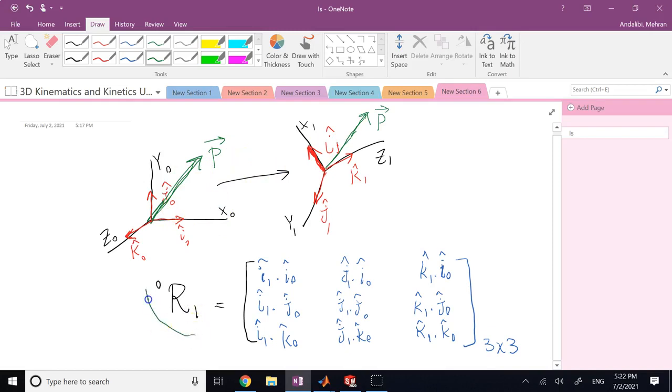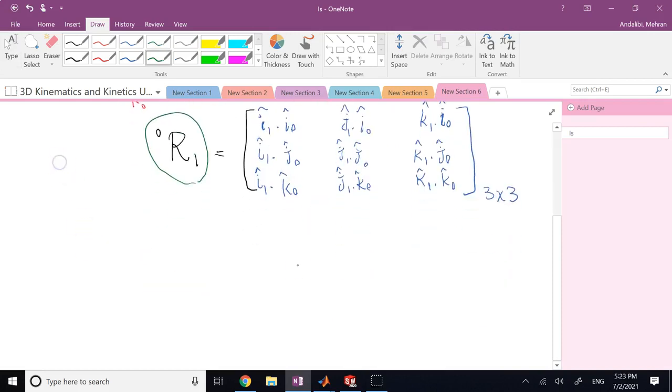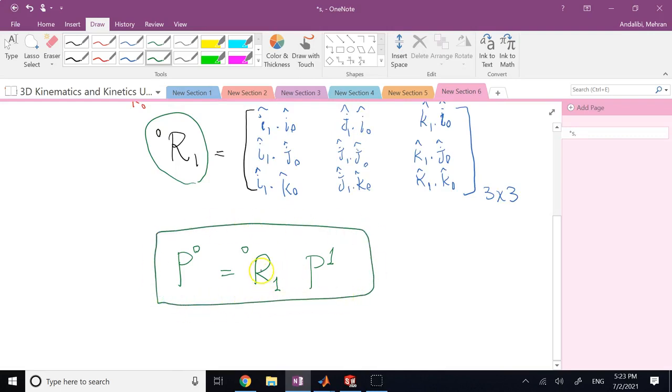Now, this rotation matrix relates how P, which is written along x0, y0, z0, is related to how it is written along what? x1, y1, and z1. So it says, if you know the coordinates of this vector, the components of P or the coordinates of point P in frame one, if you multiply that by the rotation matrix of frame one with respect to frame zero, that gives you the coordinates of the same vector, but as if it is written along what? The axes of frame zero. You can easily show that, and this is the most important property of the rotation matrix: transferring coordinates from one frame to what?